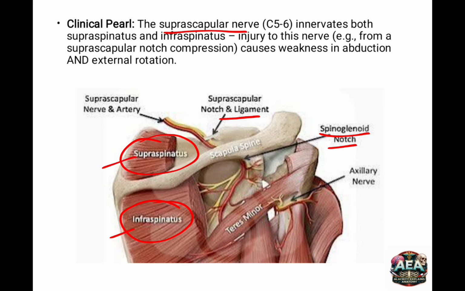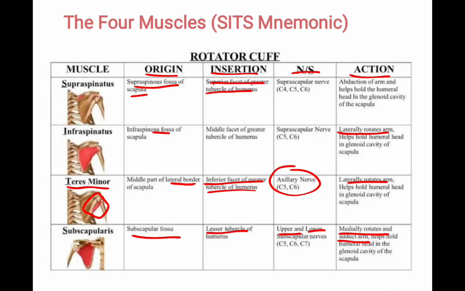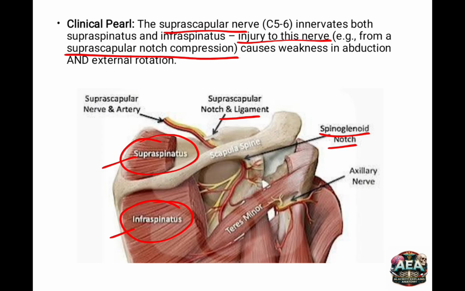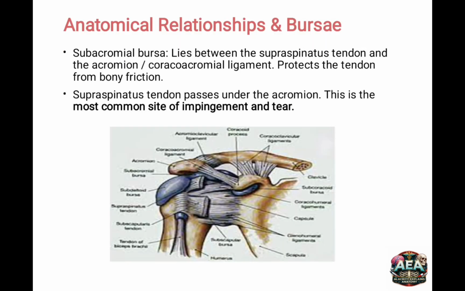So now, whenever there's an injury to this nerve, maybe from a suprascapular notch compression, it will cause weakness in abduction. Remember we said in an earlier slide that the supraspinatus is responsible for abduction of the arm, while the infraspinatus is responsible for lateral rotation of the arm. So if there is an injury to this nerve, there's going to be weakness in abduction as well as external rotation, which is another name for lateral rotation of the arm.